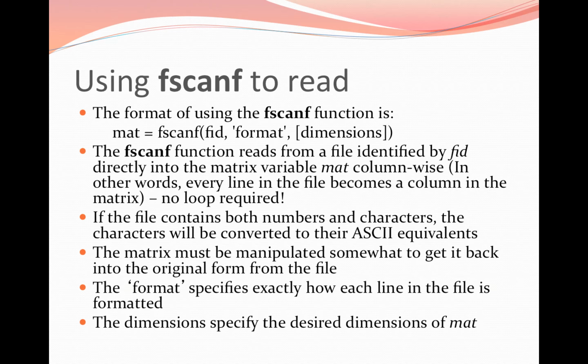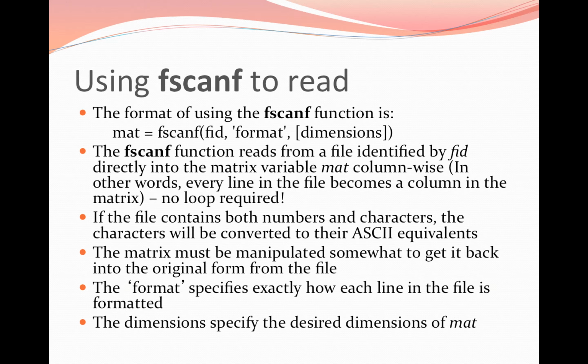matrix variable. It reads it in column-wise, so in other words, every line from the file becomes a separate column in the matrix. The fscanf function will read everything from the file in the matrix, so no loop is required. This, of course, assumes that we've opened the file first and have the file identifier. If the file contains both numbers and characters, what happens is that the characters are converted to their ASCII equivalents. Since a matrix always stores values of the same type in every element, all of the characters are converted to numbers, so the elements of the matrix are all numbers.